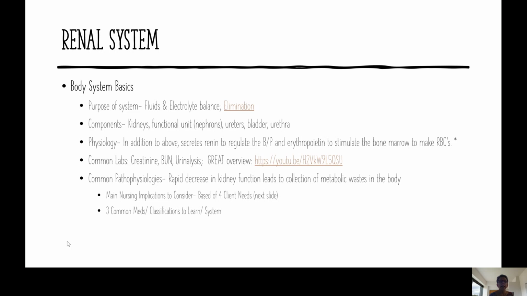Common pathophysiology: anytime that there's a rapid decrease in kidney function, it leads to a collection of metabolic waste in the body. So anytime there's impairment like acute kidney injury due to hypotension, things back up within the kidney, waste accumulates, and then we start having problems, and it's much harder to seek homeostasis. We'll also talk about our 4 client needs as they pertain. We'll choose one of the 4 client needs as it pertains to the renal system, and we'll also talk about some common meds and classifications to learn. So let's see if we can get our system here to kick off and to continue.